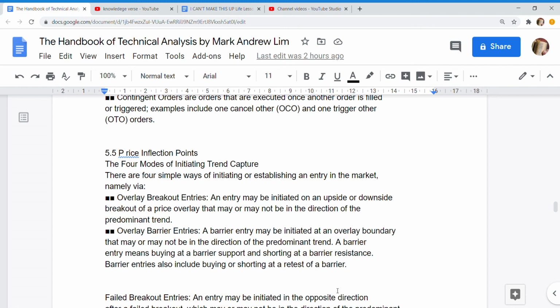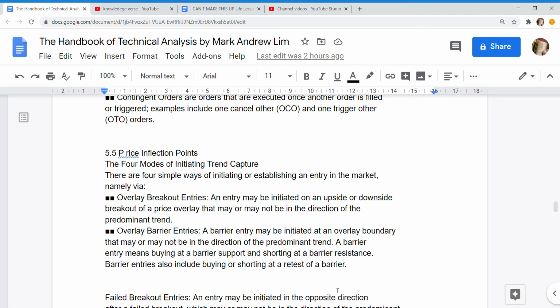Overlay barrier entries. A barrier entry may be initiated at an overlay boundary that may or may not be in the direction of the predominant trend. A barrier entry means buying at a barrier support and shorting at a barrier resistance. Barrier entries also include buying or shorting at a retest of a barrier.